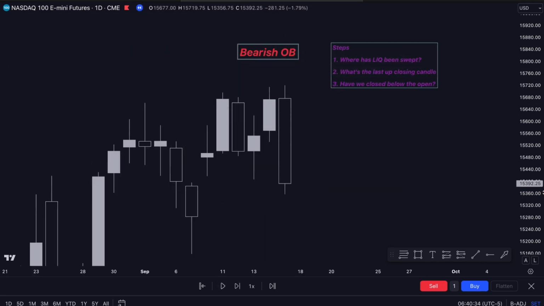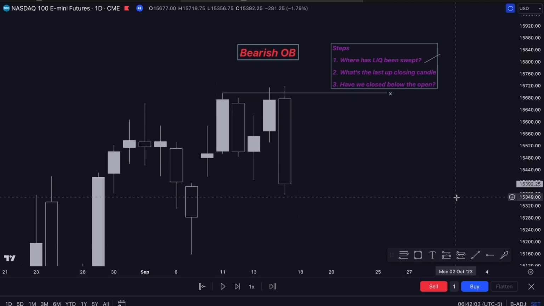Now for a bearish example, it's going to be quite similar, but the definition changes a bit. So instead of looking at the last down closing candle, we're looking for the last up closing candle. And we're asking ourselves, have we closed below the open? So can you spot where liquidity has been swept? We swept liquidity right here, so we can take that off. Question number 2, what's the last up closing candle?